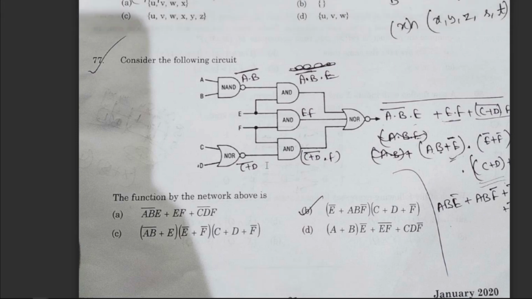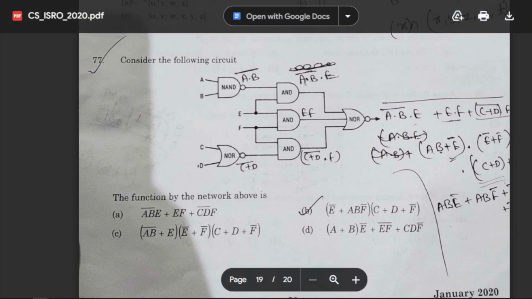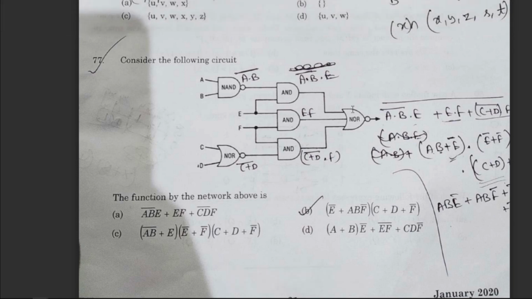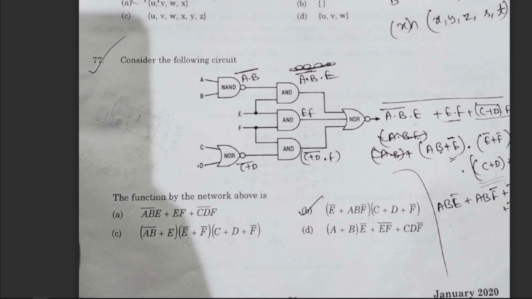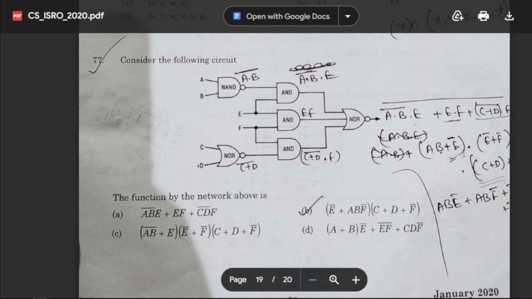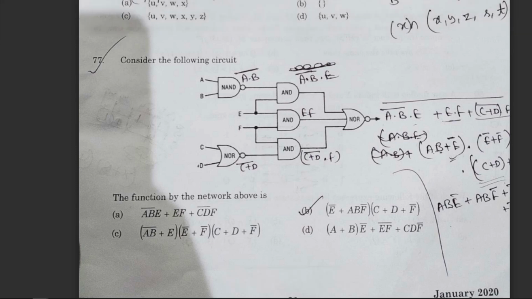Here E F again, and here C plus D and F. So at the last it is NOR. So in NOR, what will be here? A, B bar and E, right? Now the next expression is E and F, and the next is C plus D bar and F. Now it is the whole complement of this. If you solve this particular expression, you will get the answer as B, that is E bar plus A B F bar C plus D plus F bar. You can also solve this and you will get this answer.